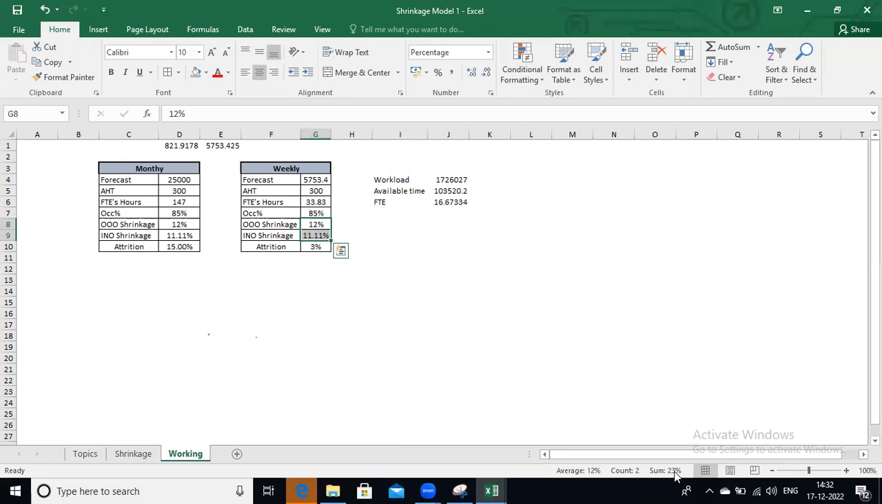Okay, so let me clarify why I have not taken that. Let's suppose that the shrinkage is 12%. If 12% people will not come to the office, they will not take the 11% in-office shrinkage, 11% break. 12% people will not take break, right? If I add both the values, the answer will be incorrect. Let me tell you. This formula for shrinkage: headcount divided by 1 minus shrinkage percentage. And now again, I will apply the in-office shrinkage on this number.